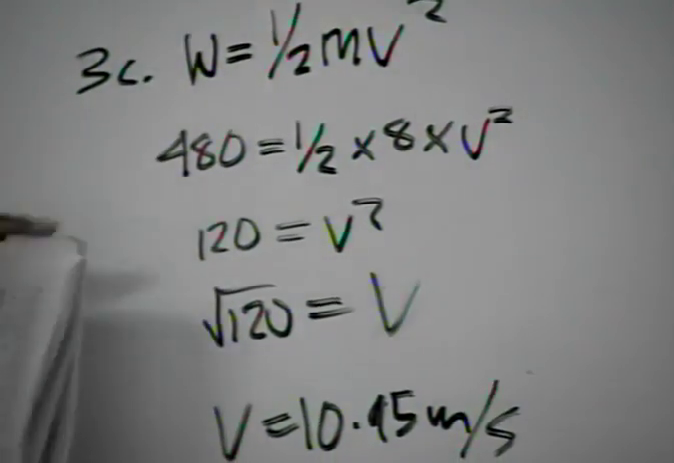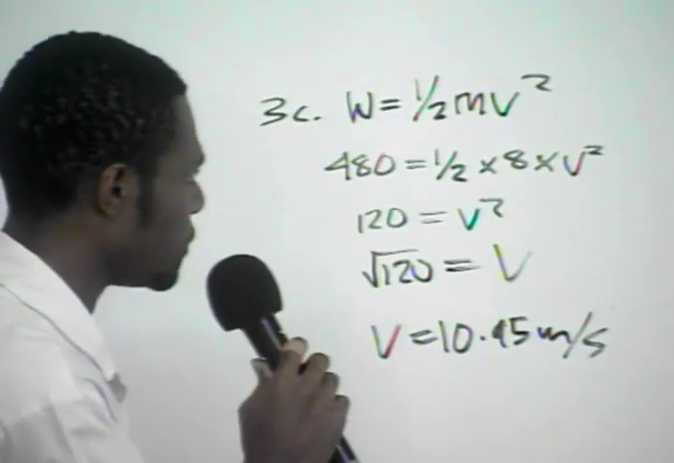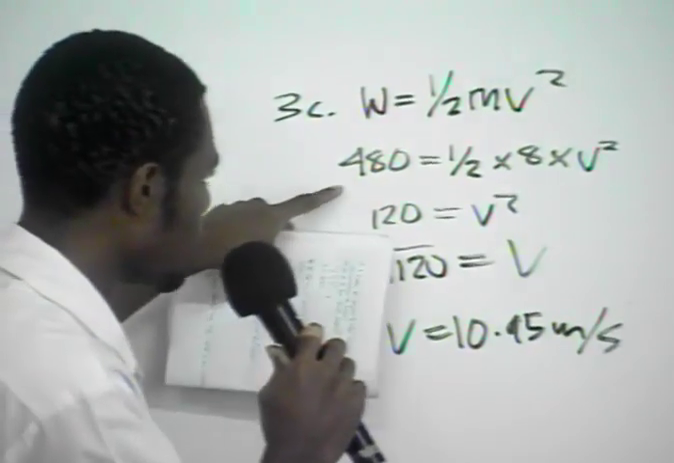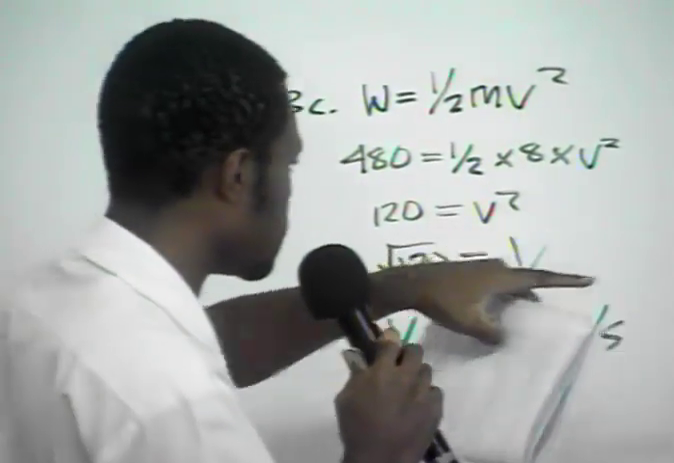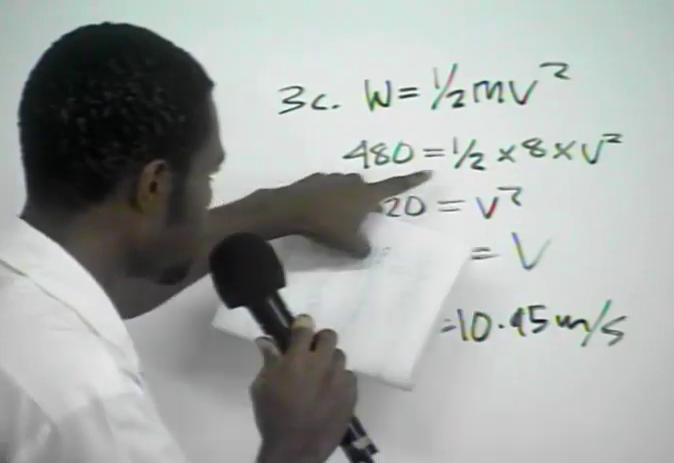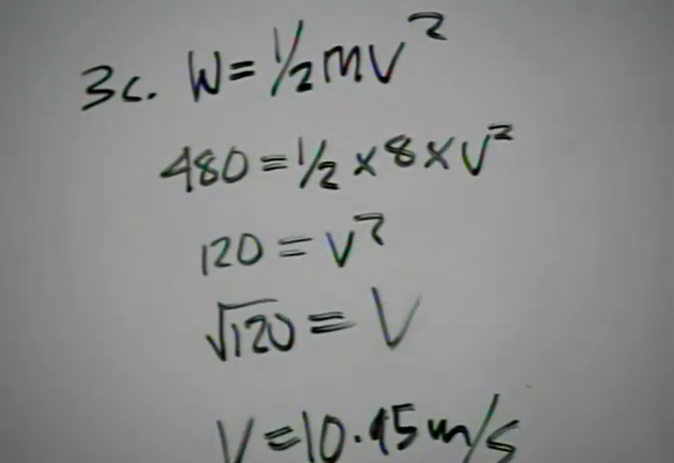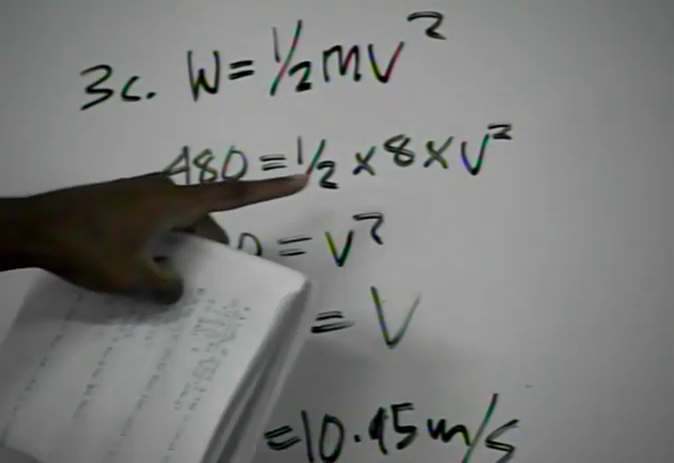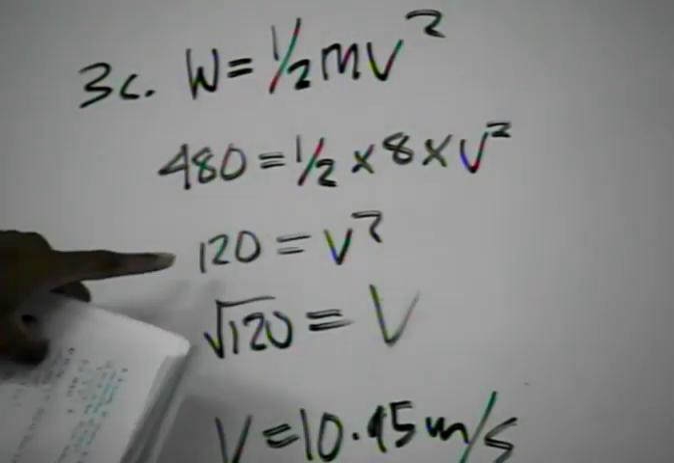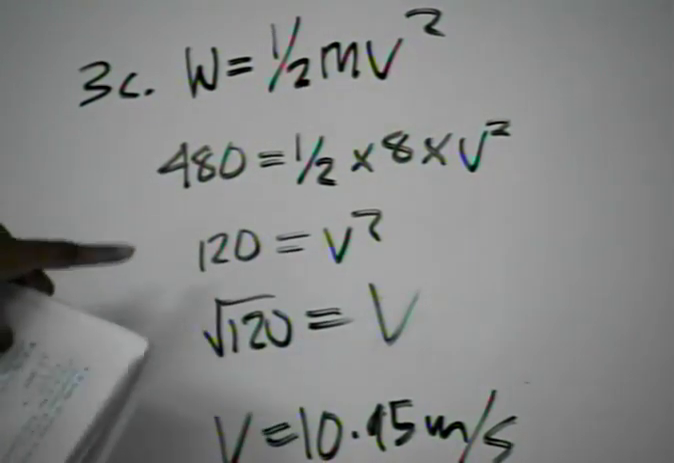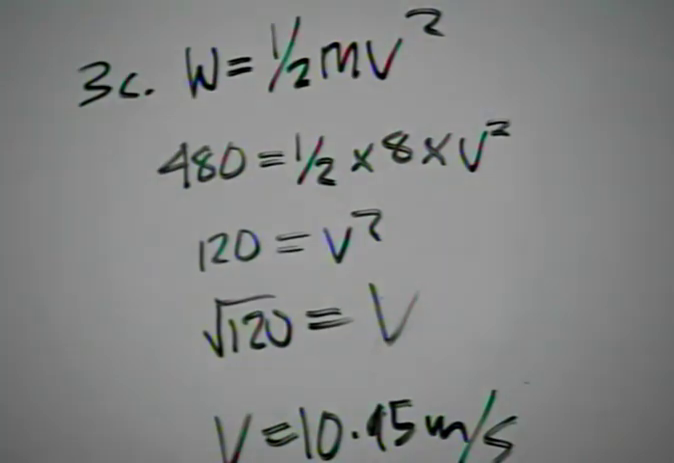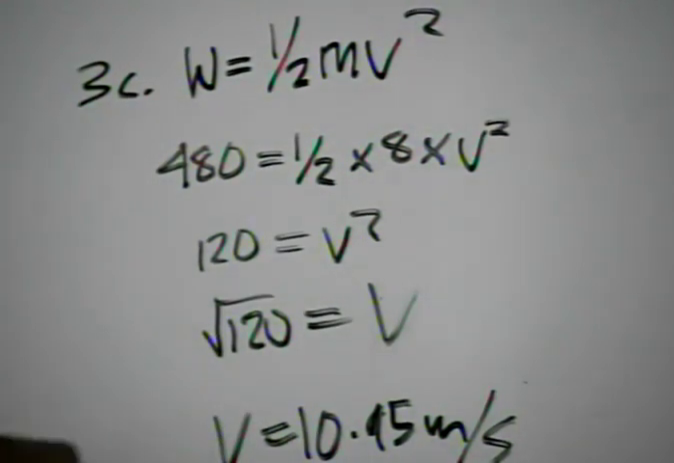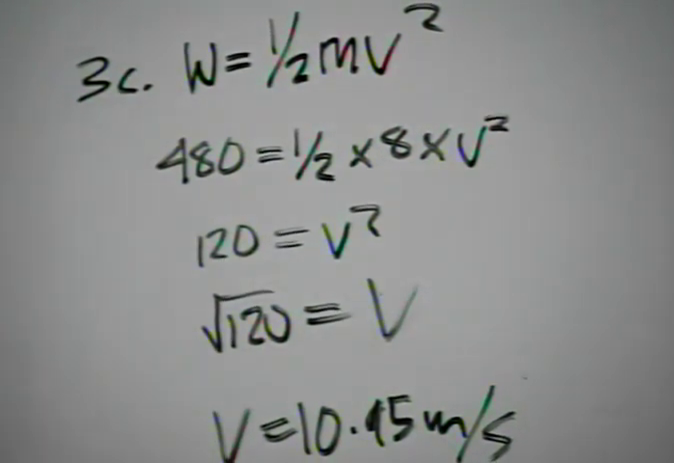Given by the formula, work equals half times mass times velocity squared. Since the amount of work done is 480 joules, 480 equals half times the mass, which is 8 kilograms. You rearrange that, 480 divided by half divided by 8 would give you 120, which is equal to v squared. Square root of 120 gives you 10.95, which is the velocity.